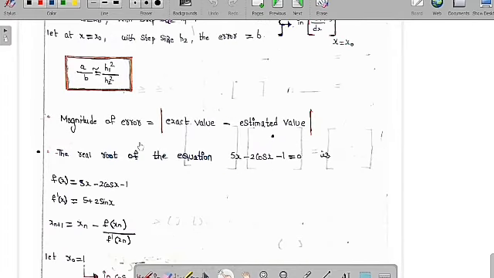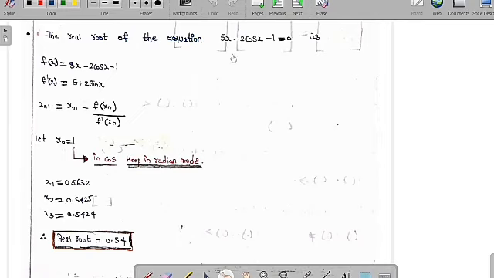I have already told you error is equal to exact value minus approximate value. The exact value we are going to get by the analytical method, whereas the approximate value we are going to get with the help of numerical methods. So if you want to know the magnitude of the error, it is nothing but the magnitude of the exact value minus the true or measured value, which is also called the estimated value.